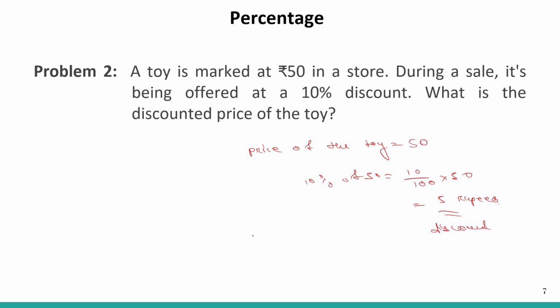So the current price, or discounted price, is equal to the mark price, that is 50, minus the discount, that is 5. So it will be 45 rupees. Okay, so this is the final answer.